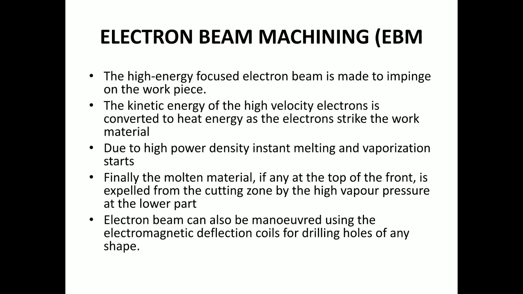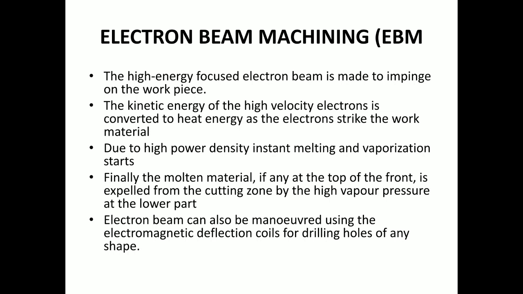As the intensity is high, meaning a large amount of energy is focused on a very small area, vaporization starts. Finally, molten material, if any, at the top of the front is expelled from the cutting zone by high vapor pressure at the lower part.